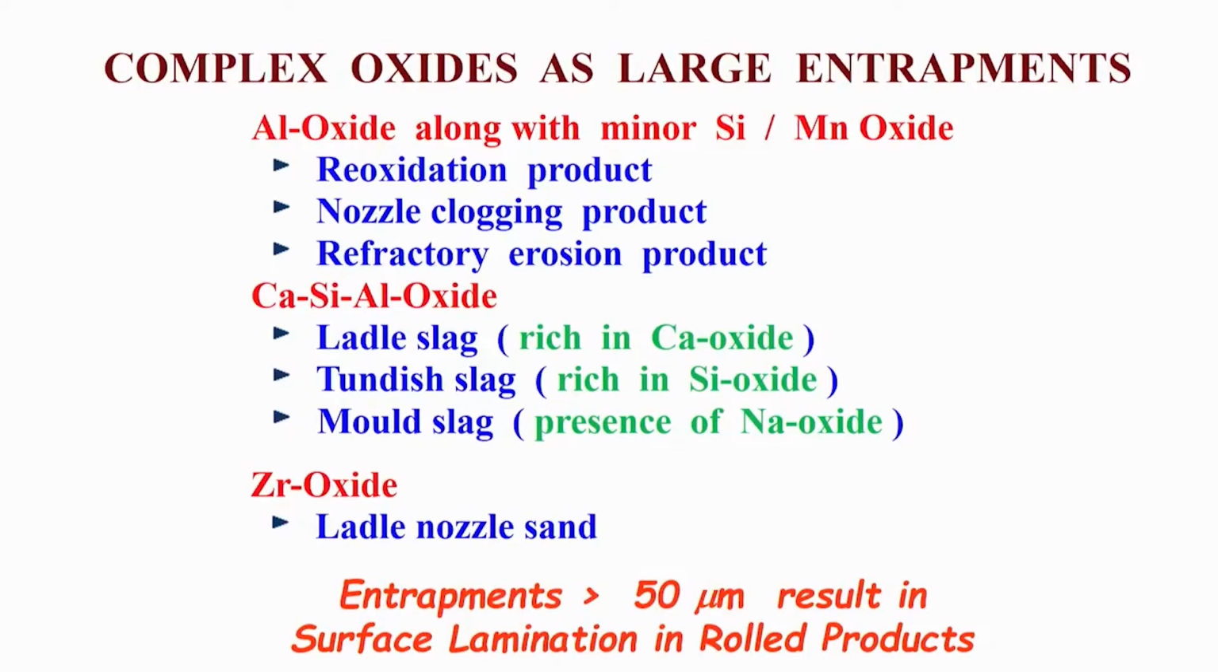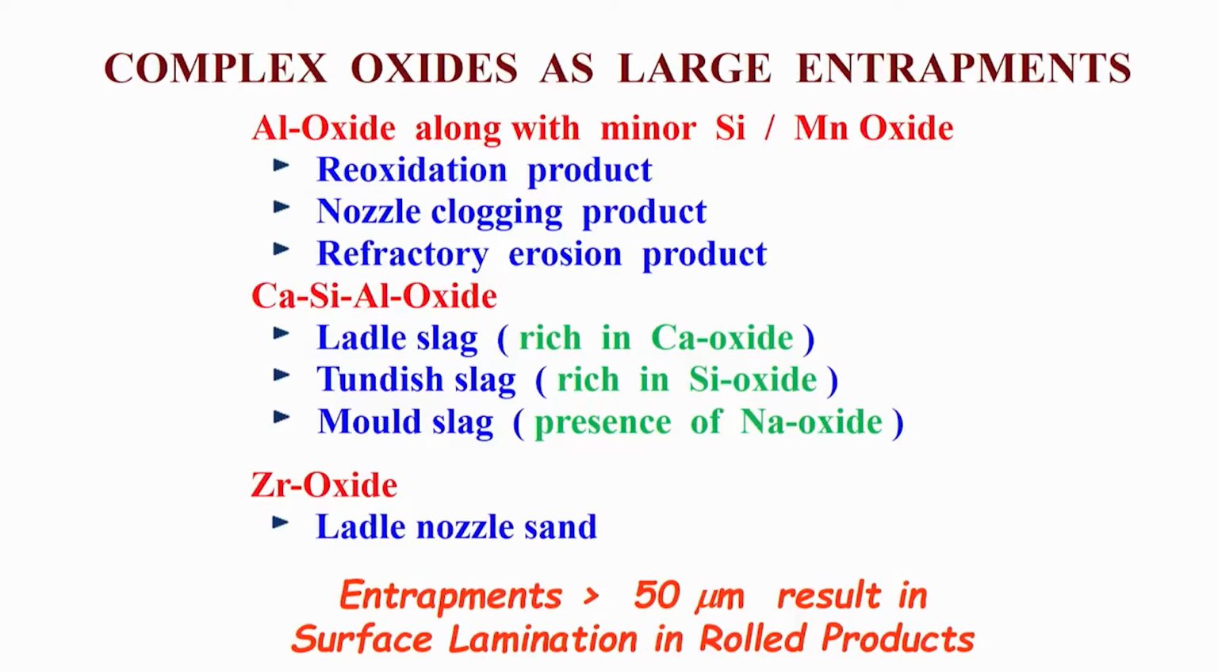Today I will be talking about the sources of exogenous entrapments, how they are revealed by either EDX or WDS attachment of the scanning electron microscope. So, first I will be talking about what are the complex oxides which can get entrapped as large NMIs, non-metallic inclusions. This is important to remember the different types.